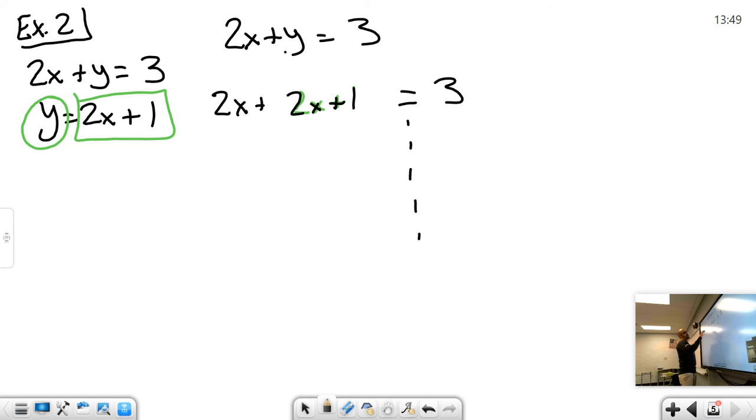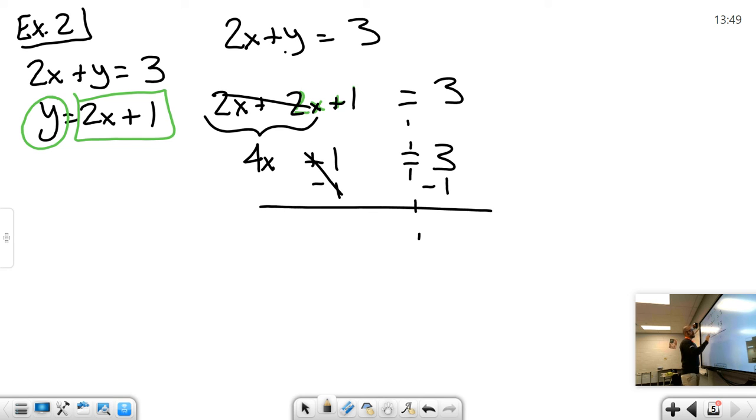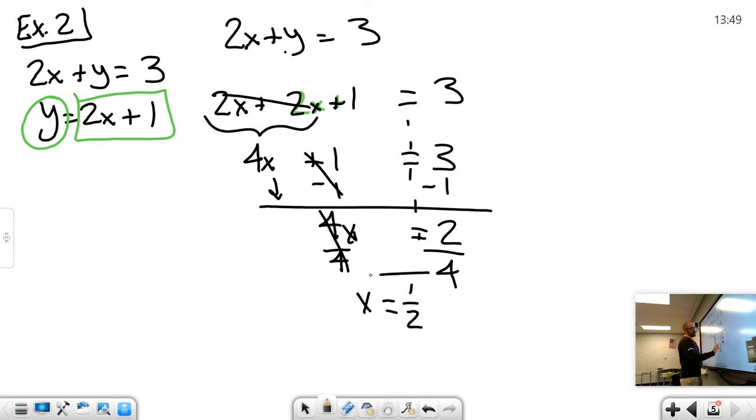I'm going to combine my like terms. 2x plus 2x gives me 4x. Cancel that, bring down what's left. And now we have a two-step equation. So we're going to subtract 1 from both sides. All that's left is 4x equals 3 minus 1, which is 2. We're going to divide by 4. Divide by 4. x equals, I'll reduce this, 1/2. So I have my x coordinate now.